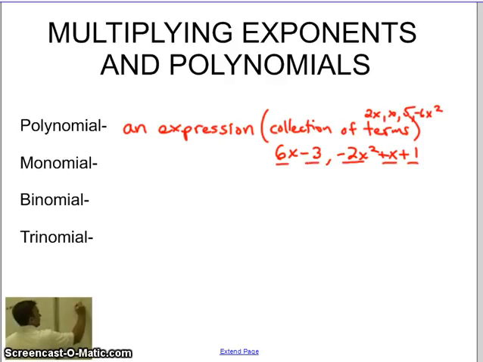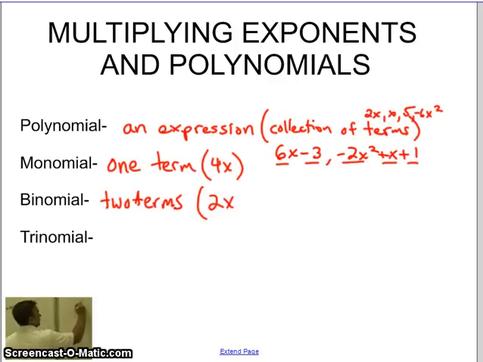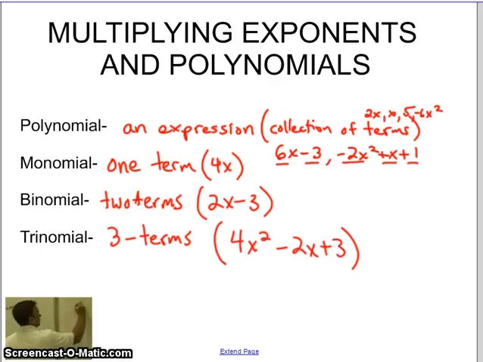Alright, and we call polynomials by different names. Monomial means one term, so like 4x is a monomial. Binomial, 2 terms, so like 2x minus 3. And trinomial, obviously, is 3 terms, so 4x squared minus 2x plus 3, for example. Alright, 3 terms.